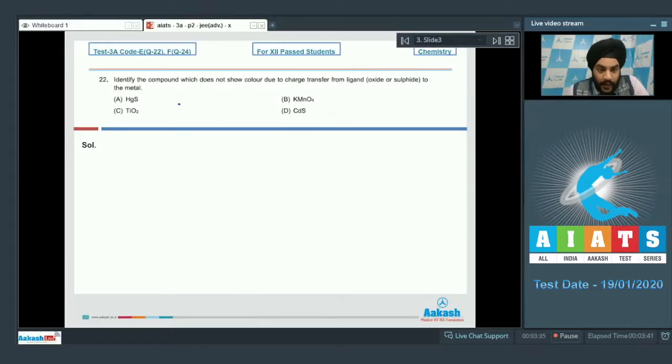Question number 22. Identify the compound which does not show color due to charge transfer from ligand to the metal. So if we talk about HgS, it is colored due to charge transfer. KMnO4 is also colored due to charge transfer. TiO2 is colorless, so this has to be the answer. If you talk about CdS now, CdS is also colored due to charge transfer. So out of these given compounds, only TiO2 does not have a color. So it is going to be the answer. So for question number 22, we have to mark the correct answer as option C. Let us look at the next question now.